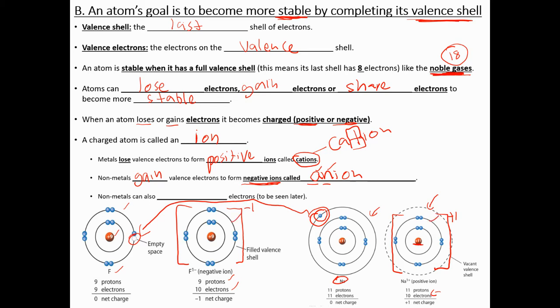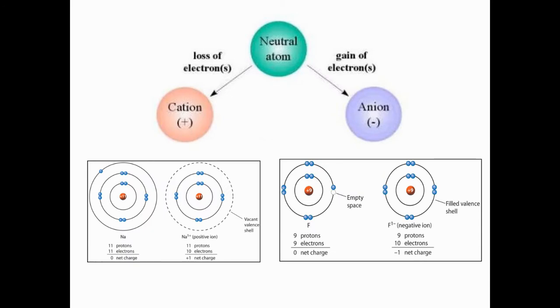One more thing that nonmetals can do, and we'll discuss this in more detail later, is nonmetals can also share. Metals typically don't share, but nonmetals do. So that's another way they can achieve stability. But our focus in this lesson is really going to be on the ions, metals losing, nonmetals gaining. So again, here we have our neutral atom. If you lose electrons, you become positive. That's called a cation. If you gain electrons, you become negative. That's called an anion.